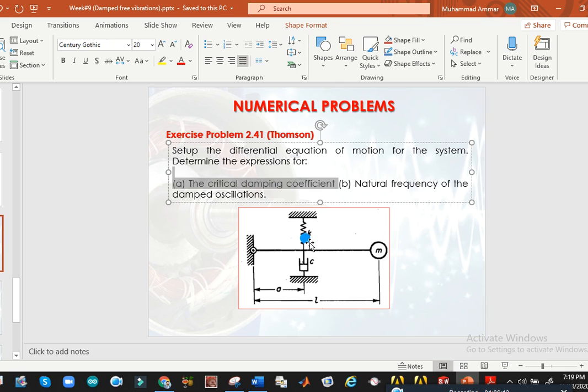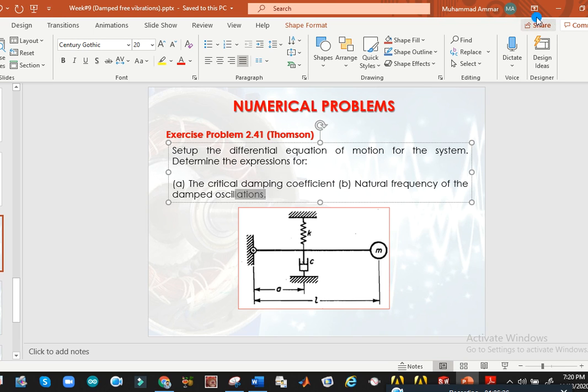You people know there will be no oscillations. Okay, and we have found the value of Cc. But in part B, we are asked to find the natural frequency for the expression when the system is damped oscillating. That means the system is damped, but oscillations are present, and there is only one case in damped vibration where we have oscillations, that is the under damped case.